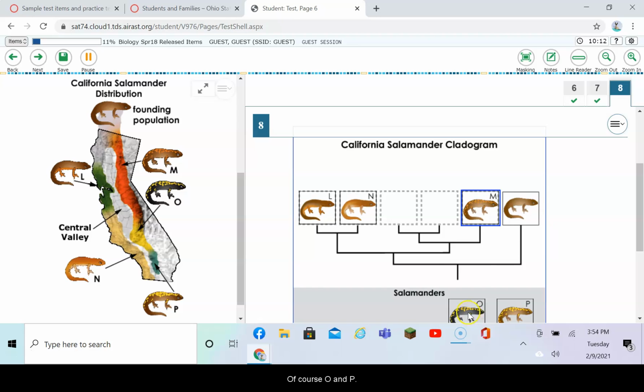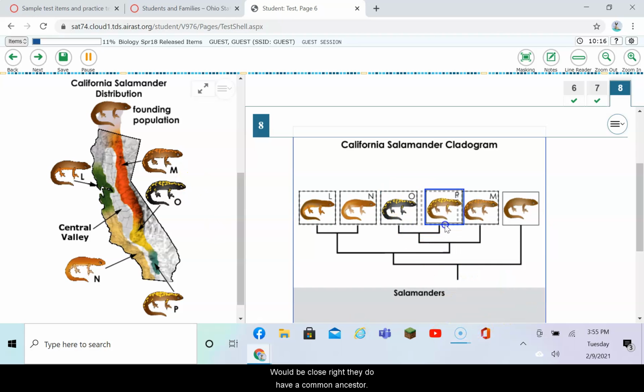And of course, O and P would be close, right? They'd have a common ancestor. So there you go, your cladogram. Not very hard, right? L and N would have a close common ancestor. O and P would have a common ancestor because O, P, and M would all have a common ancestor here.